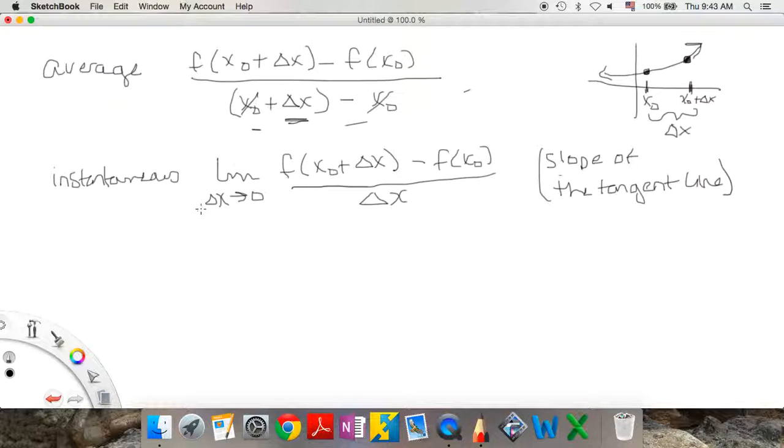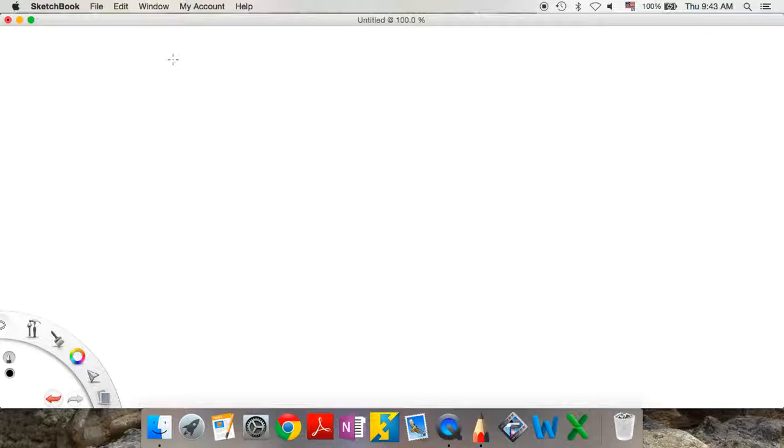Make sure you understand how we get from average rate of change to instantaneous rate of change, what it means to have the change in y and the change in x, and how we use this limit to get us an instantaneous rate of change. All right, let's try some examples.